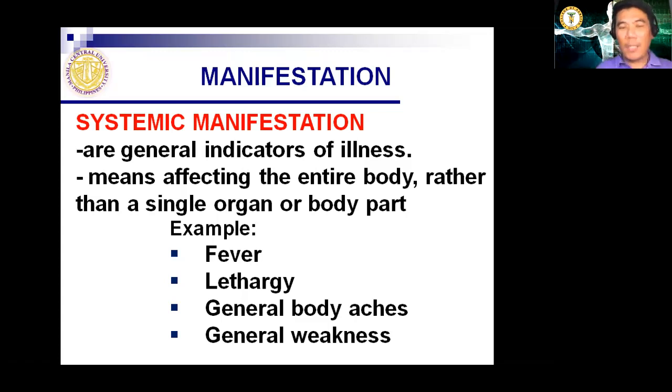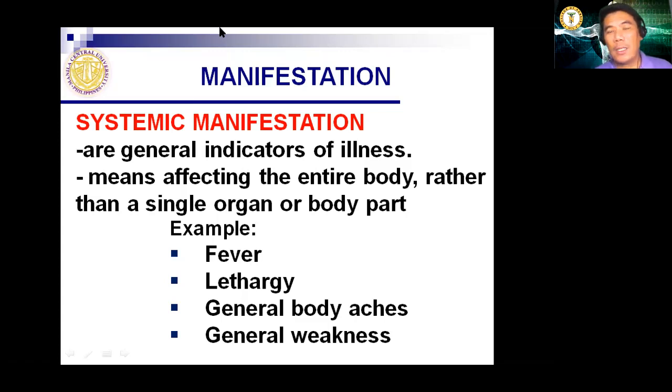The general body ache and the general body weakness could be systemic manifestations. However, these could be general indicators and may still not be specific, or may affect the entire body, and may not identify a single organ or body part.